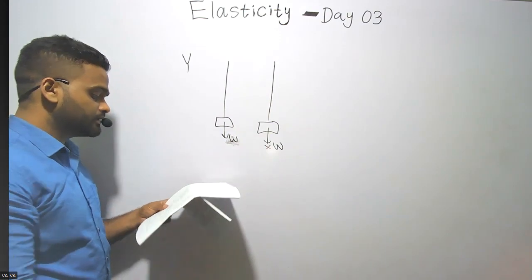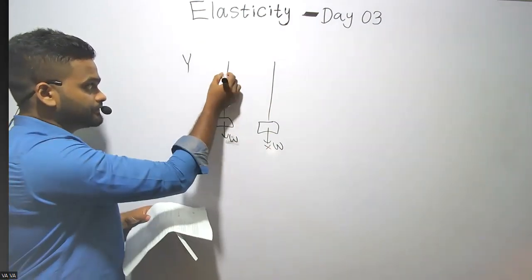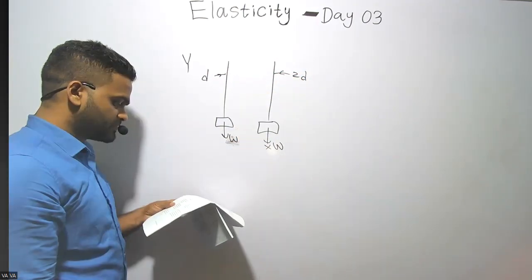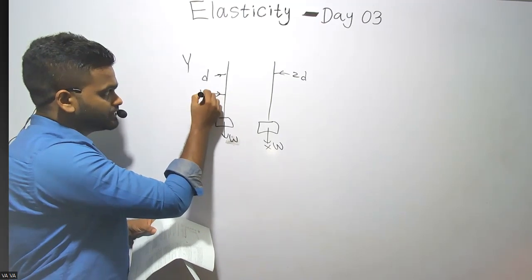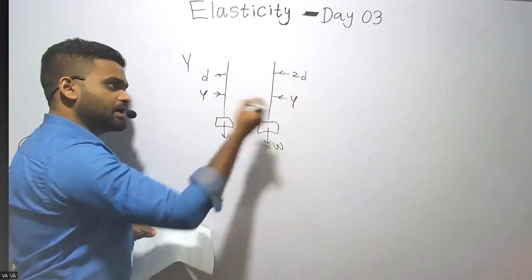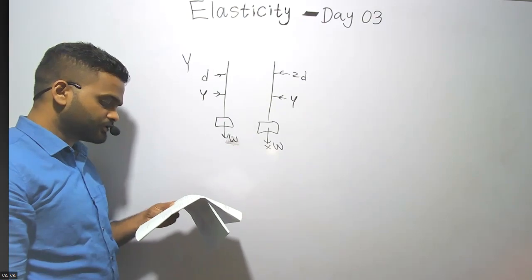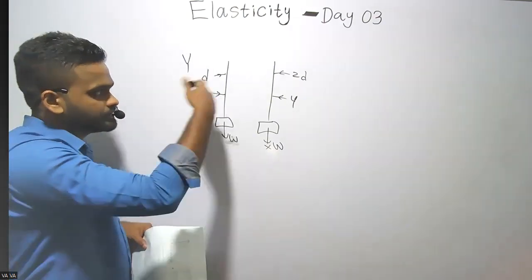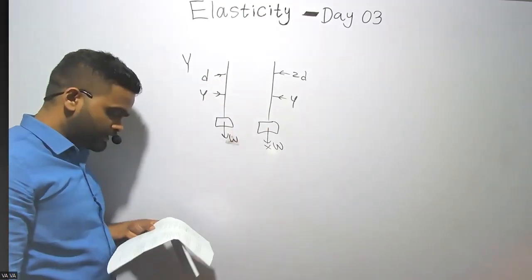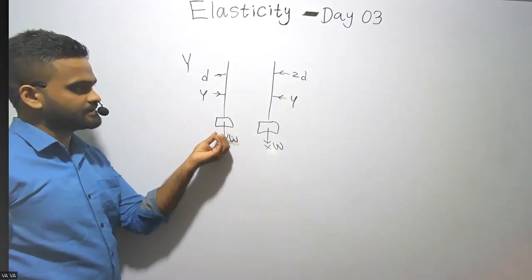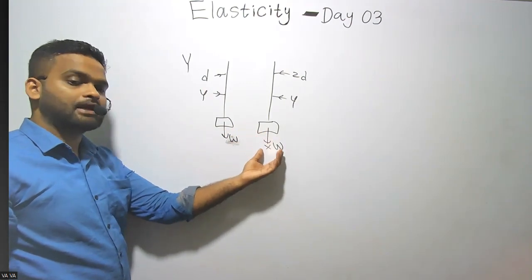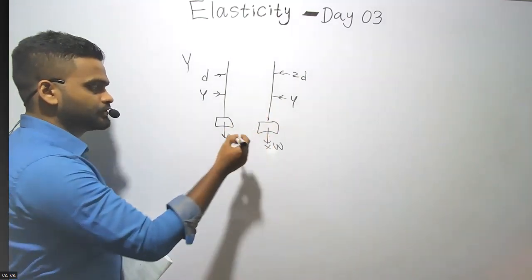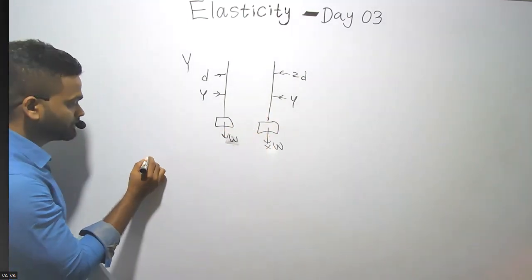Here the diameter is D, here the diameter is 2D. They are made of the same material, meaning they have the same Young's modulus. That is all the data we've been given. What they ask is what is the maximum load that can be applied to the second wire without breaking it. In the theory we discussed this.